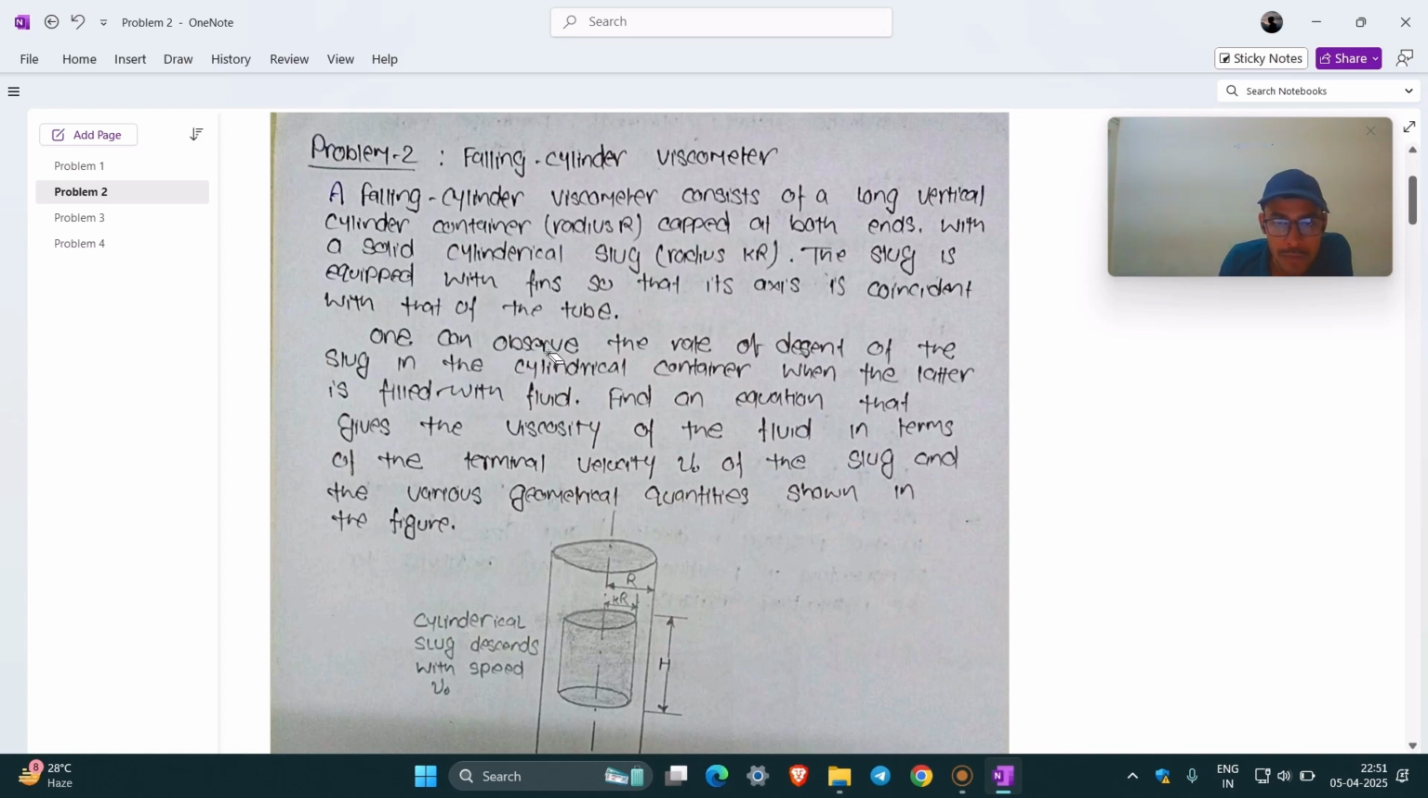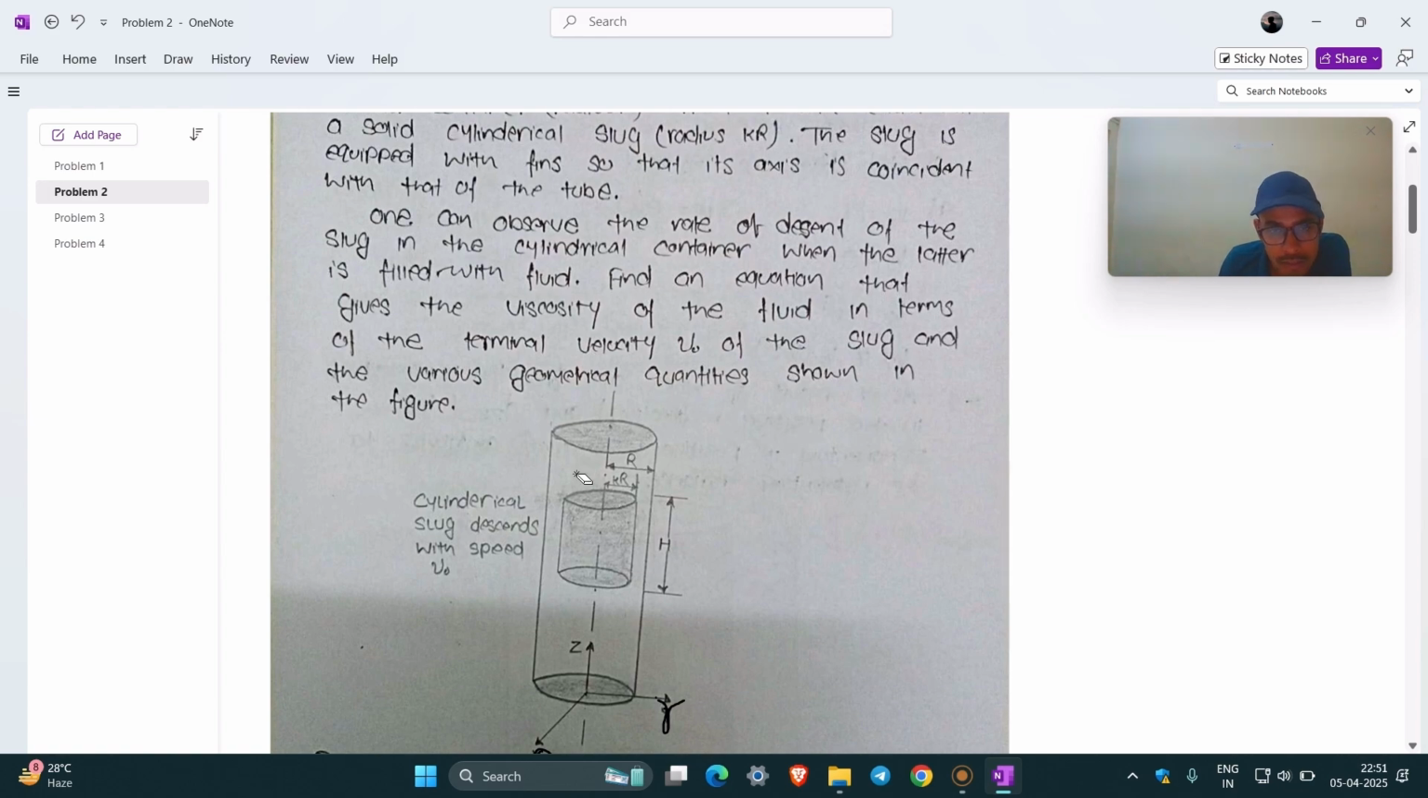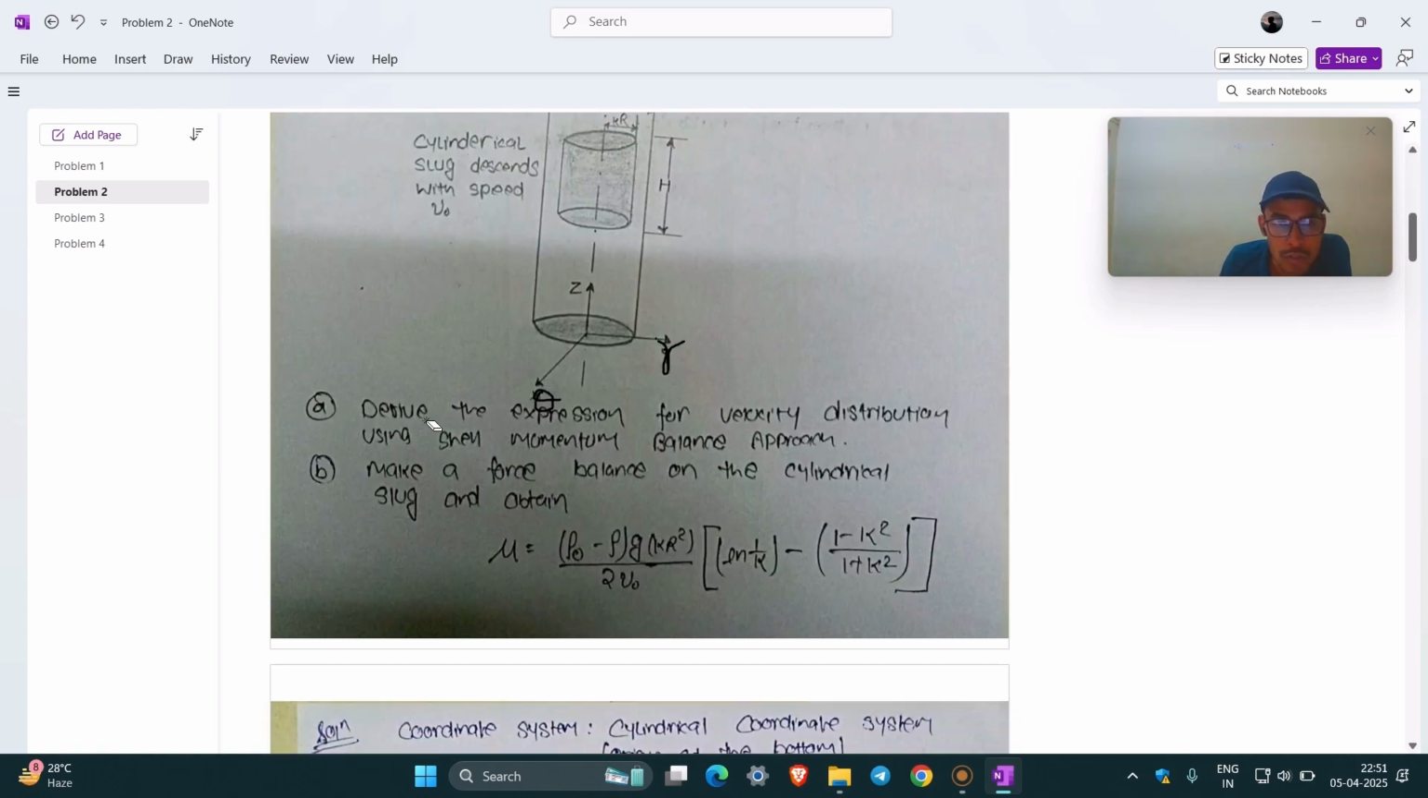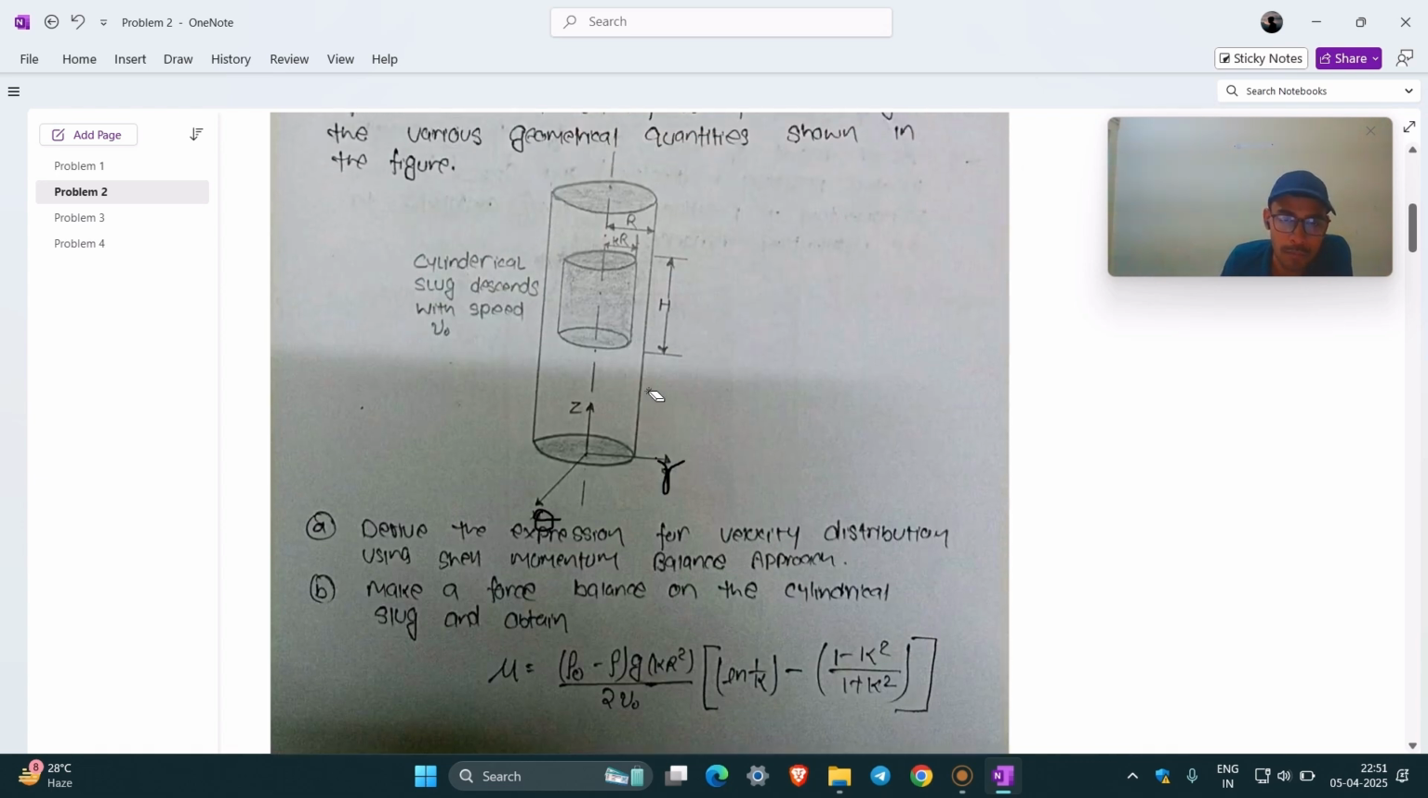One can observe the rate of descent of the slug in the cylindrical container when the latter is filled with liquid. When this cylinder is filled with a fluid of viscosity mu, we can see that the slug is descending in the downward direction. That is, the cylindrical slug descends with a speed of v naught, that is, its terminal velocity. So here we have to find an equation which relates the viscosity of the fluid to the terminal velocity of the slug. We also have to derive the expression for velocity distribution using the shell momentum balance approach.